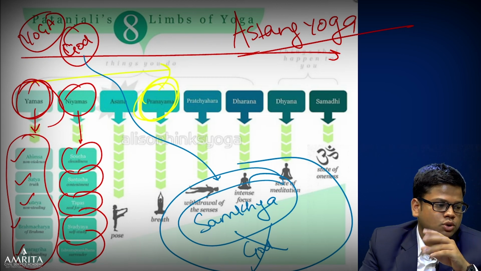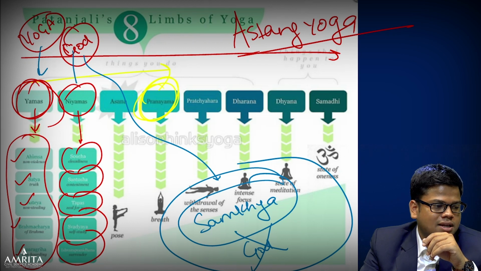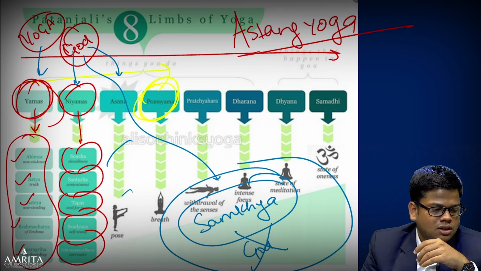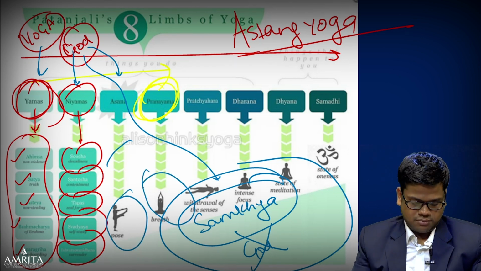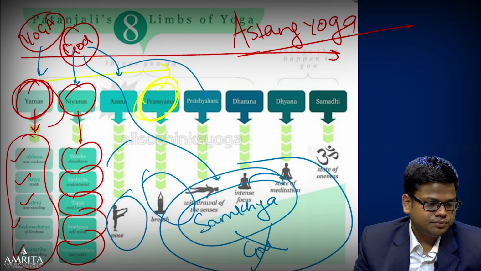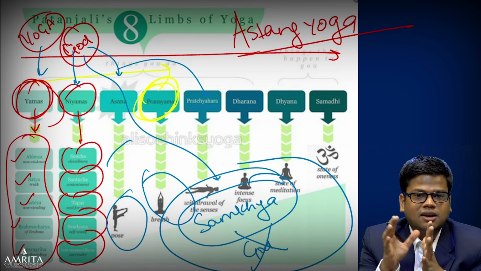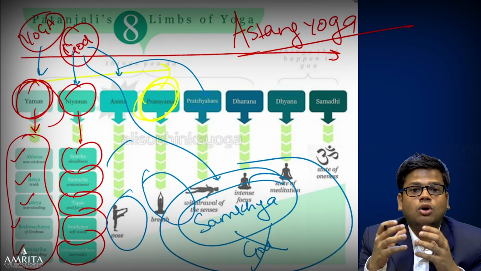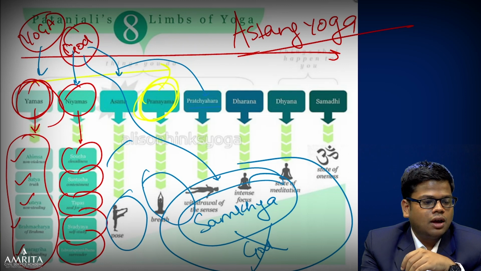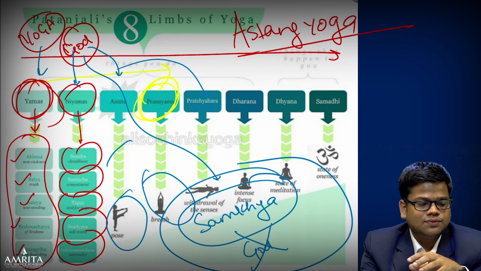So coming to the yoga school, the first step is Yam, second is Niyam, and third is Asan, that is the position. Fourth is Pranayam, what our Yog Guru Baba Ramdev does. Next is Pratyahara, that is withdrawal of all the senses. You withdraw all the senses from your body. And next is Dharan, that is intense focus.